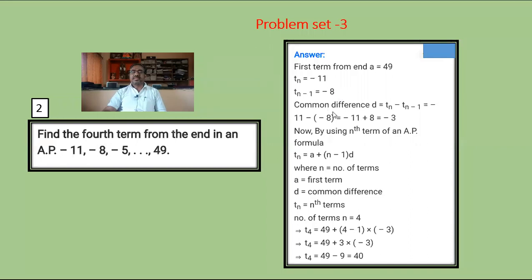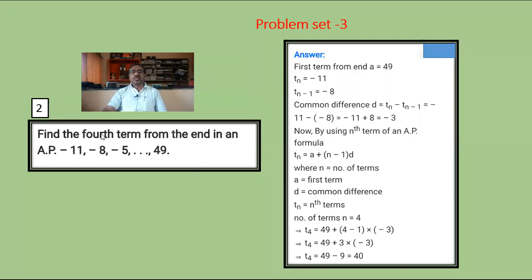Common difference between two consecutive terms: d is equal to tn minus tn minus 1, which is minus 11 minus of minus 8, that is minus 11 plus 8, equal to minus 3. Therefore, a is equal to 49 and d is equal to minus 3. By using the nth term of an arithmetic progression, tn is equal to a plus n minus 1 multiply d, where a is the first term and d is the common difference.